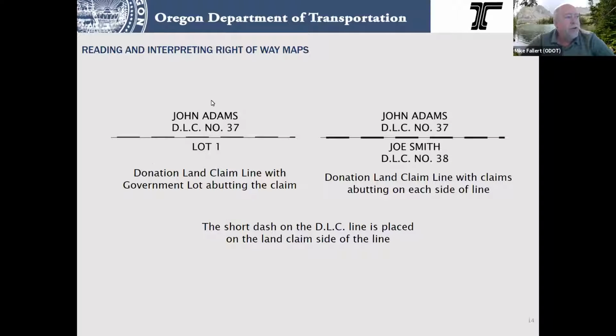So here was what I was talking about, DLC on one side, regular government lot on the other side, two DLCs together. That just kind of helps historically looking, trying to find documents sometimes. It's just good to know. And as part of our description, typically we will say what DLC it's in, even though the sectionalized system is our more prevalent now.